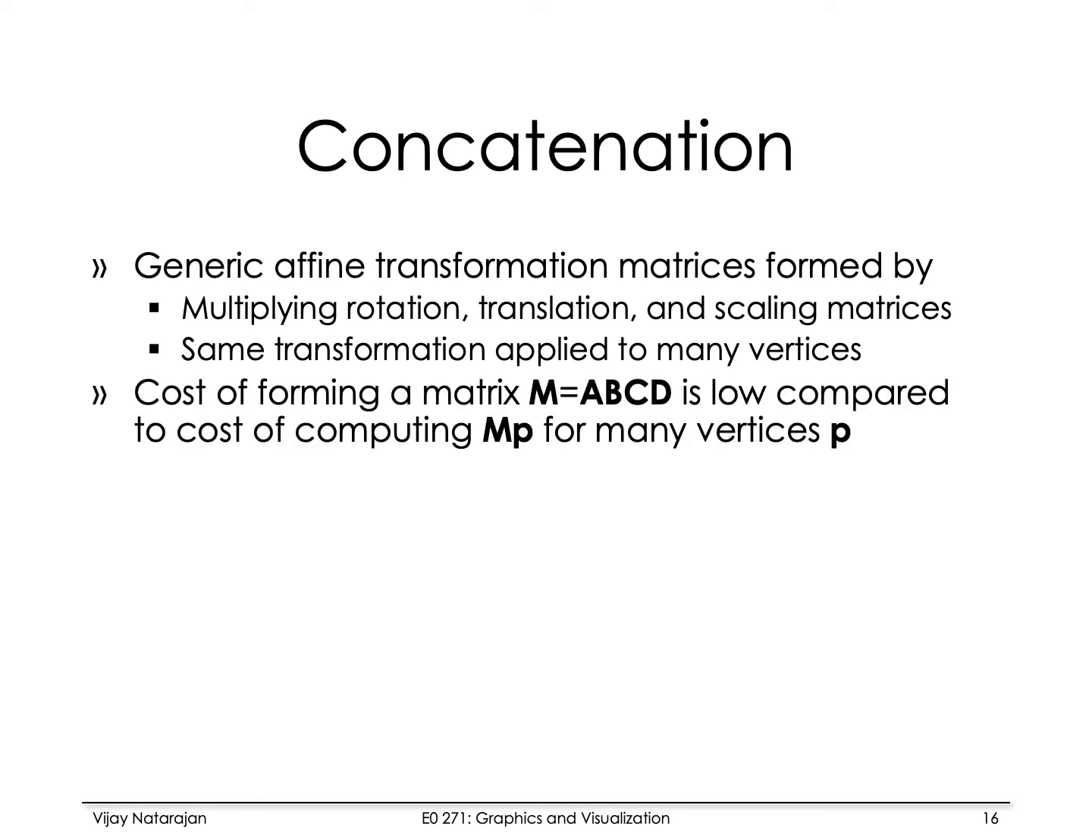Second, the cost of forming a transformation matrix, let's say M, which could be a concatenation of multiple matrices A, B, C, D, where A, B, C, D could be rotation, translation, or scaling, is very low compared to applying M on all the vertices. So it makes sense to form the matrix once and then apply it to all the vertices instead of applying the individual transformations A, B, C, D to each vertex P.